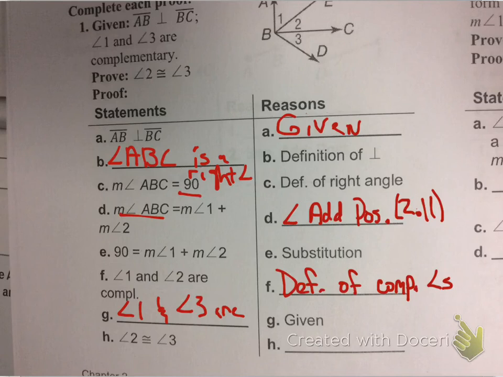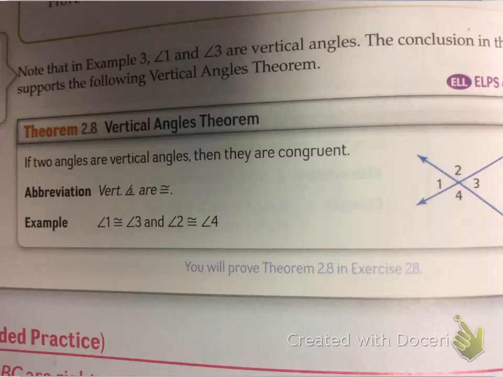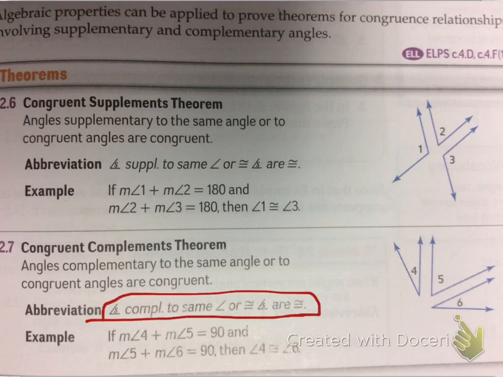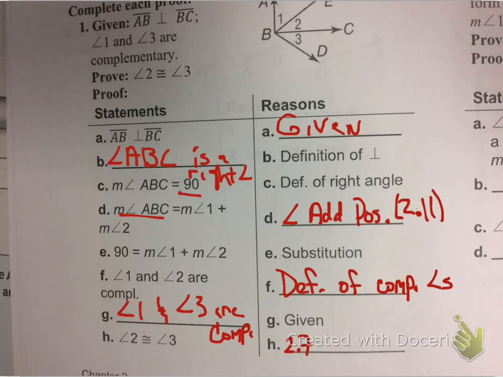Now, angle 1 and angle 3 are complementary. That's given, because it is telling you that it's given. Thus, angle 2 and angle 3 have to be congruent. Theorem 2.7, I didn't feel like writing that out, says that angles complementary to the same angle are congruent. I just put 2.7. So you kind of get the idea there.